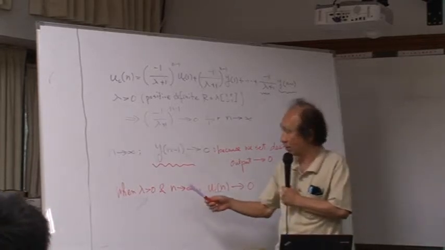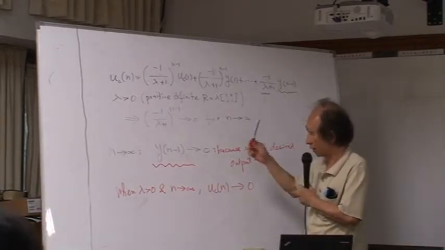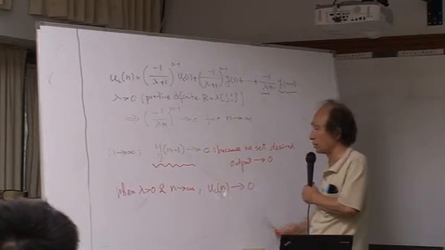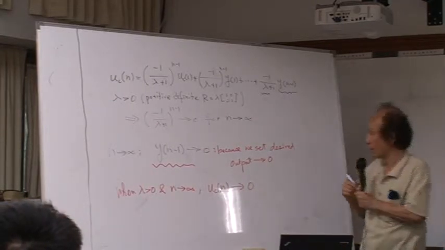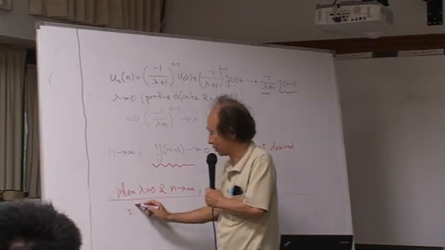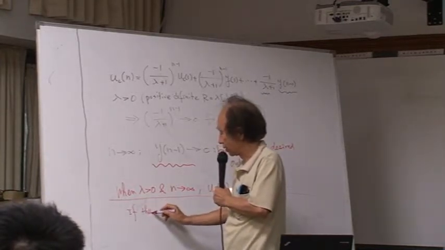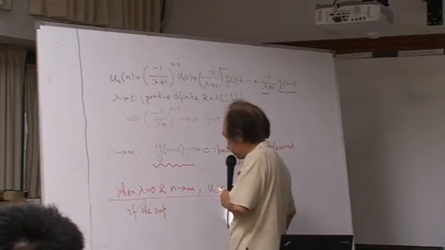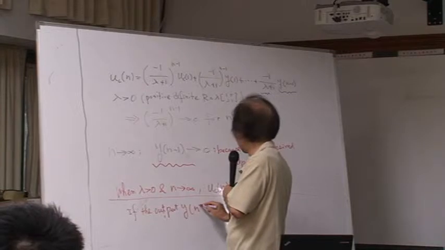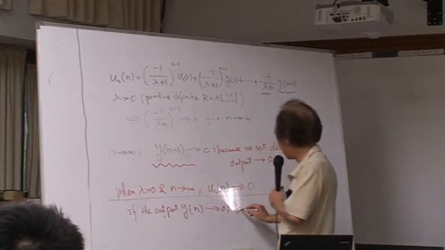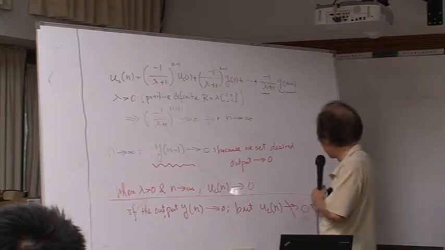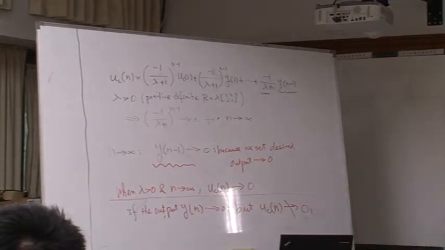Now, my control input. In my control input, when my output approaches zero, what happens if my control input does not approach zero? We need to say this. If the output y n approaches zero, but my control force n does not approach zero, what does that mean?